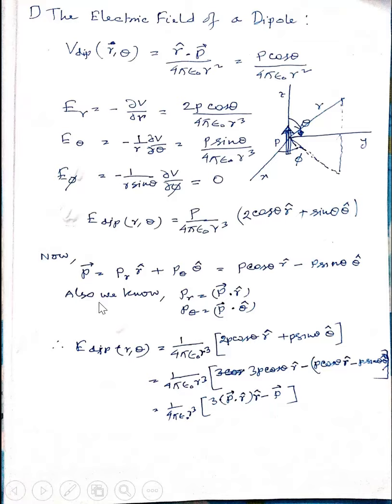Surely P has an R component and a theta component. So it is like this. Please think about these components, especially for P theta. Why it is minus, you will understand if you look at the figure. Now if I modify the equation for the electric field like this, then you will find these expressions. So this is the expression.